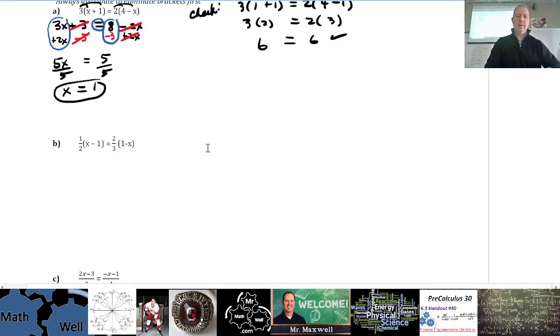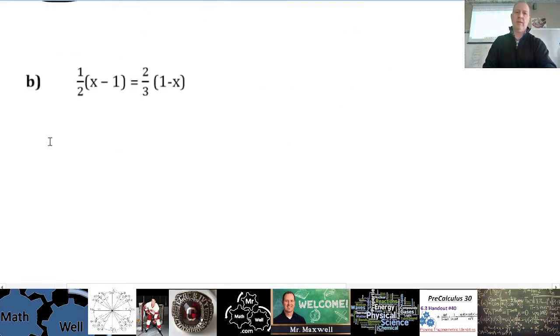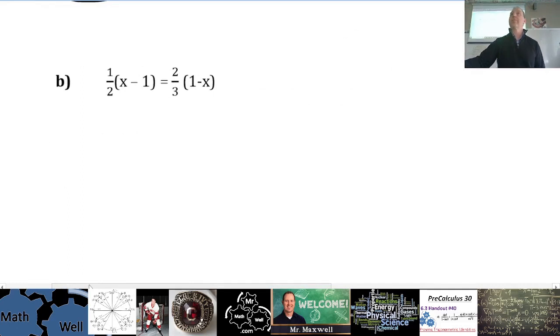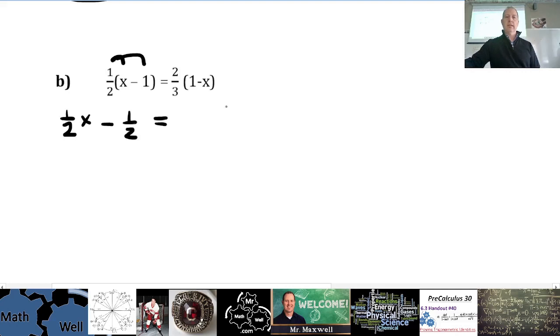All right, let's take a look at this fraction 1. Fraction 1 looks tricky, but no, let's just do all the steps. First thing we're going to do is distribute. So that's going to be 1/2 x, or you can write that as x over 2. It's the same thing. Minus 1/2 equals 2/3 times 1 is 2 over 3. 2/3 times negative x is minus 2/3 x.